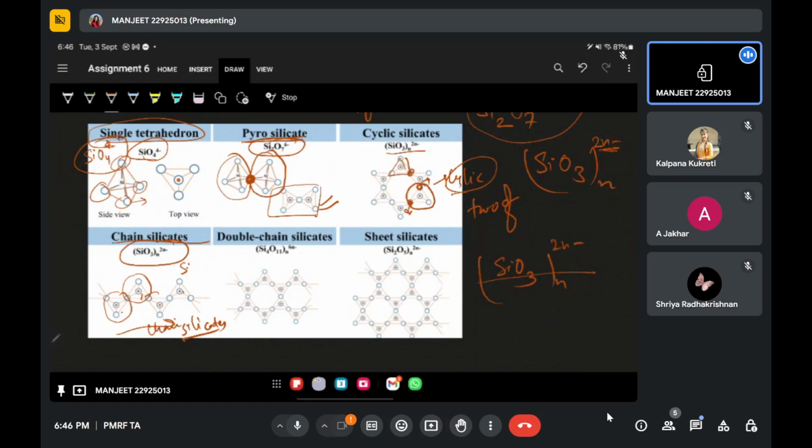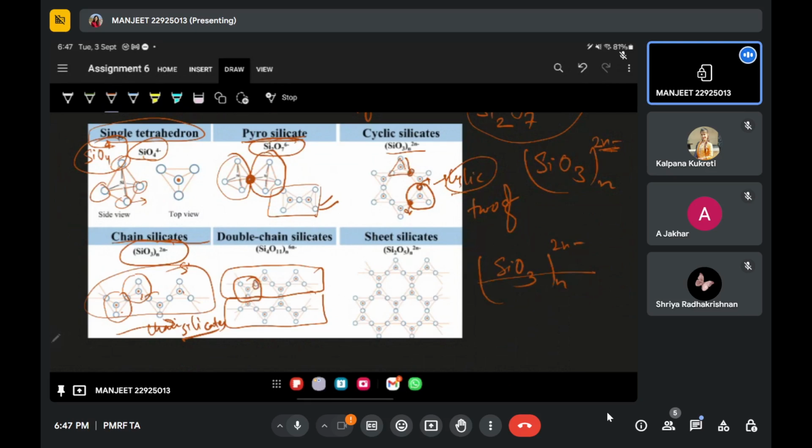In the double chain silicate, because in the chain silicate we can see the silicates are in a chain-like structure. In the double chain we have two chains. This is one chain and this is another chain, and they are also connected with each other. So if you can see from here, three oxygens of the single tetrahedra are connected to the other tetrahedra.